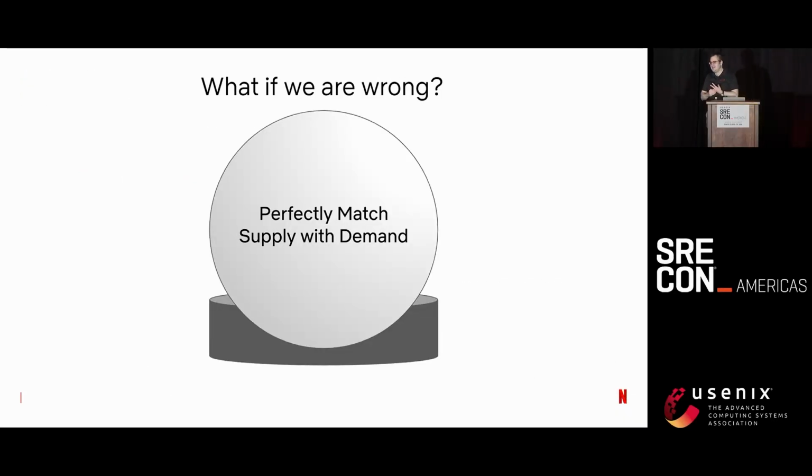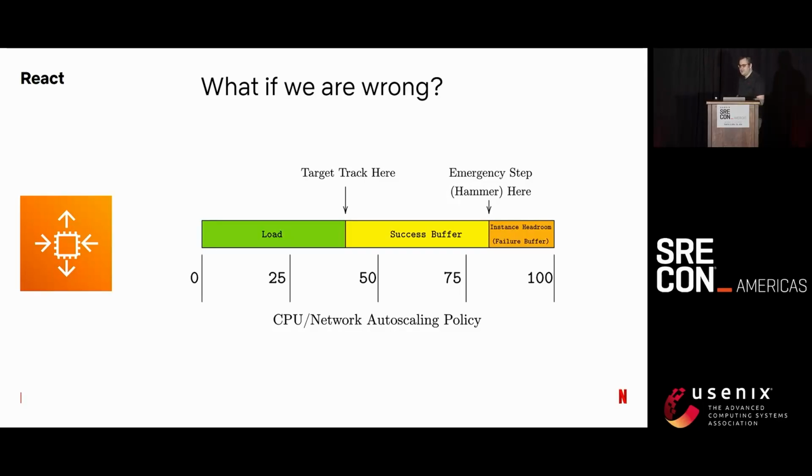All right, but of course, we have to ask, what if we were wrong? Unless you guys know, I'm not aware of a crystal ball that allows me to perfectly match supply with demand. We're going to be wrong, and we're going to have capacity shortfalls. So when we're wrong, we have to react with autoscaling. Netflix is a huge user of EC2 autoscaling. We have absolutely tens of thousands of server groups that autoscale constantly with SPS traffic.